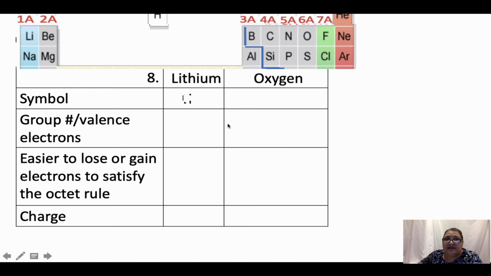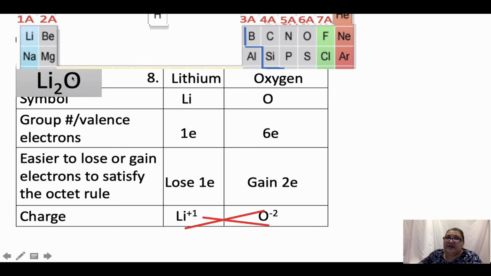Lithium and oxygen, Li and O. Li has 1 valence electron. Oxygen has 6. It's easier to lose the 1 to satisfy the octet rule, because once you lose the 1, it goes to the next shell, which has already satisfied the octet rule. For 6, it's easier to gain 2. So lithium becomes positive 1, oxygen becomes negative 2, and then we do the crisscross. So it takes 2 lithium for every 1 oxygen. That's the formula that you end up with. Of course, next section we're going to learn how to name ionic compounds.